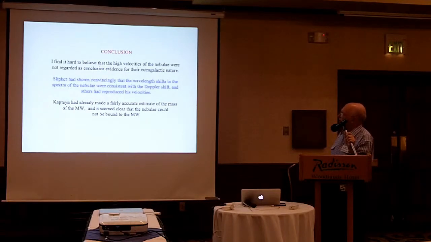So, my last slide, in conclusion: after reading more about this, I still find it hard to believe that the high velocities of the nebulae were not regarded as conclusive evidence for their extragalactic nature. Slipher had shown convincingly that the wavelength shifts in the spectra of the nebulae were consistent with the Doppler shift, and others had reproduced these velocities. Kapteyn had already made a fairly accurate estimate of the mass of the Milky Way, and it seemed clear, even at this time, that the nebulae could not be bound to the Milky Way. So I think Slipher is very unfortunately missing out on this.